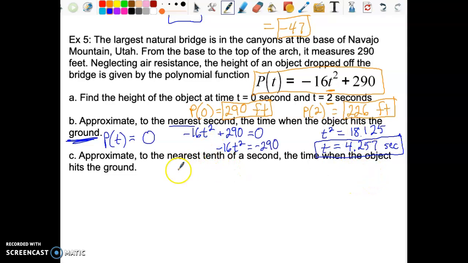And that kind of answers the next question, to the nearest tenth of a second. It's going to be 4.3. So I'm going to move on. Feel free to pause the video and make sure you understand how to do this on your own.